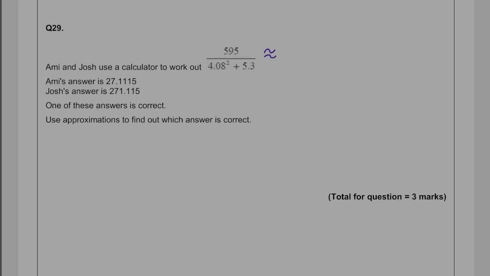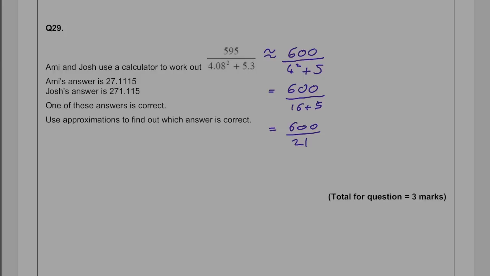I'm going to put each of these to one significant figure. So 595 is approximately equal to 600. 4.08 is approximately equal to 4. And then plus 5. So that's going to give me 600 divided by 16 plus 5. I was thinking ahead slightly. Right, so that's going to give me 600 divided by 21.